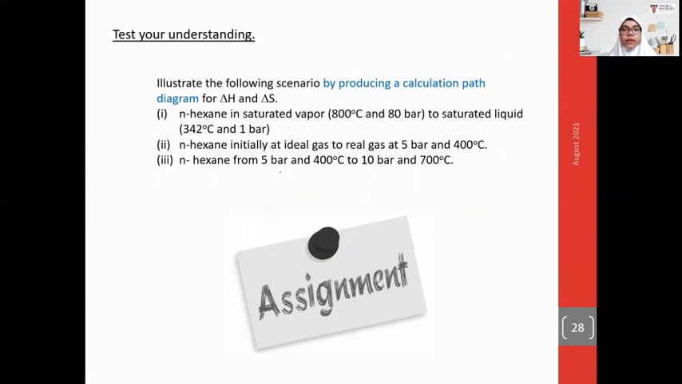To test your understanding, please illustrate the calculation path diagram for each scenario given here. You may state from state 1 to state 2 based on the scenario given. Since we already covered the topic of residual property, I hope that you can try the examples on your own and check with the answers given in the example.